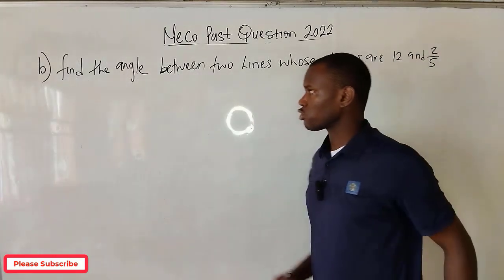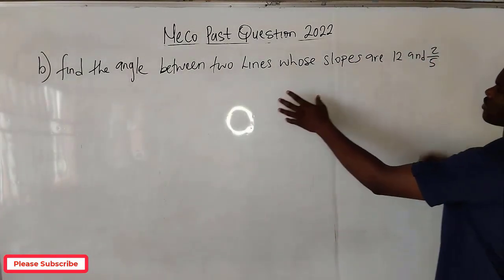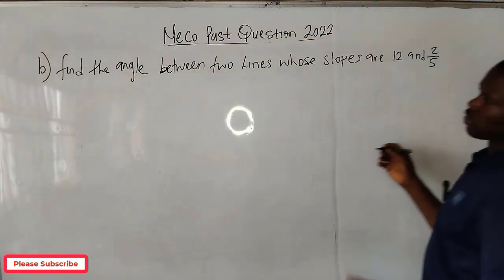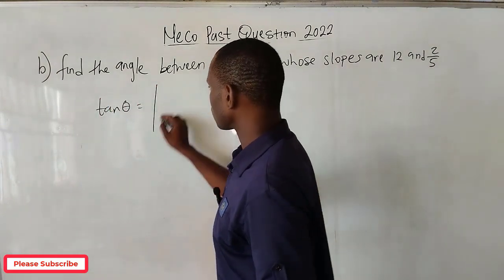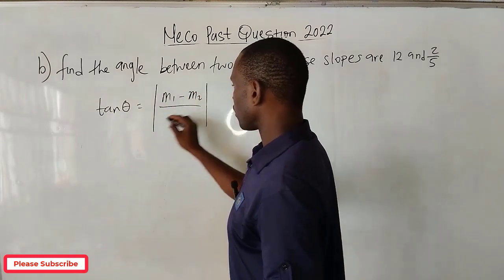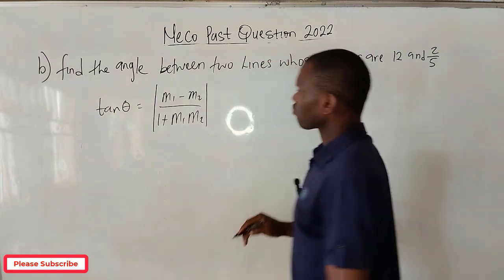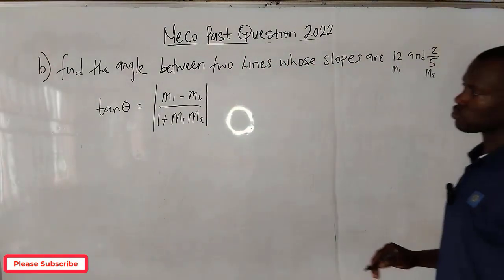So we go straight into question number B of that number 3. We are asked to find the angle between two lines whose slopes are 12 and 2/5. Okay, we use the formula tan theta equals the absolute value of (m1 minus m2) over (1 plus m1 m2). The first slope is m1, the second one is m2.